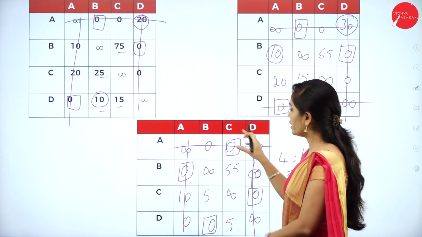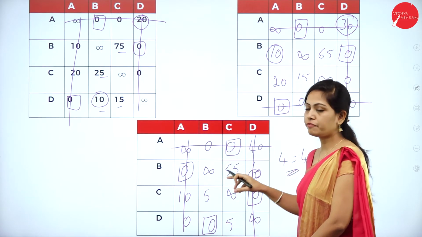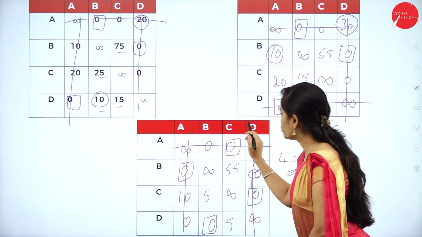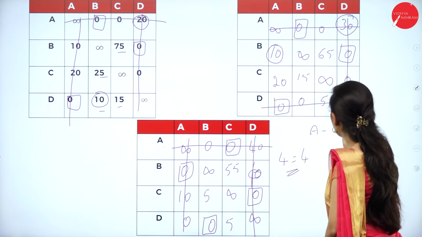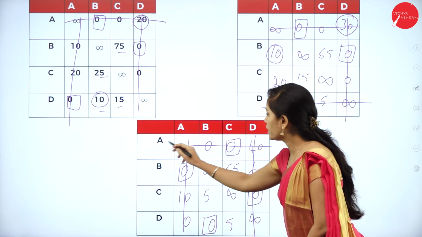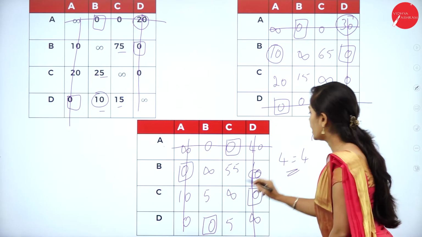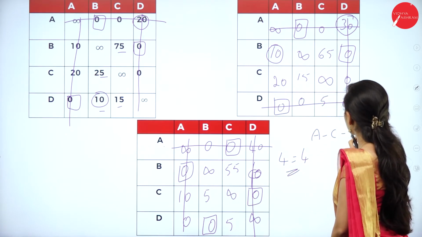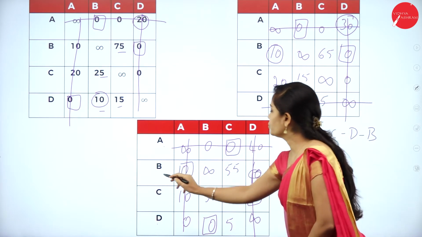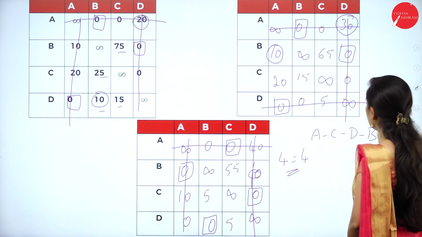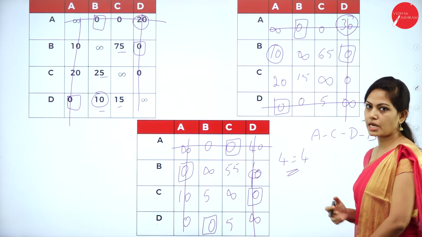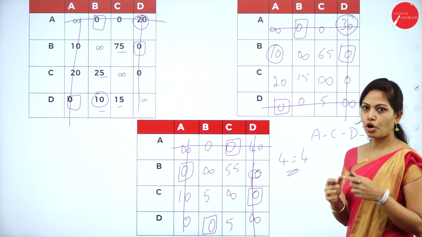Next step is we have to find whether the salesman has visited each and every place exactly once or not. He has traveled from A to C and C to D and D to B and B to A. So he has traveled each and every city exactly once, and again he returned back to the same starting point. So now we got the optimality condition.